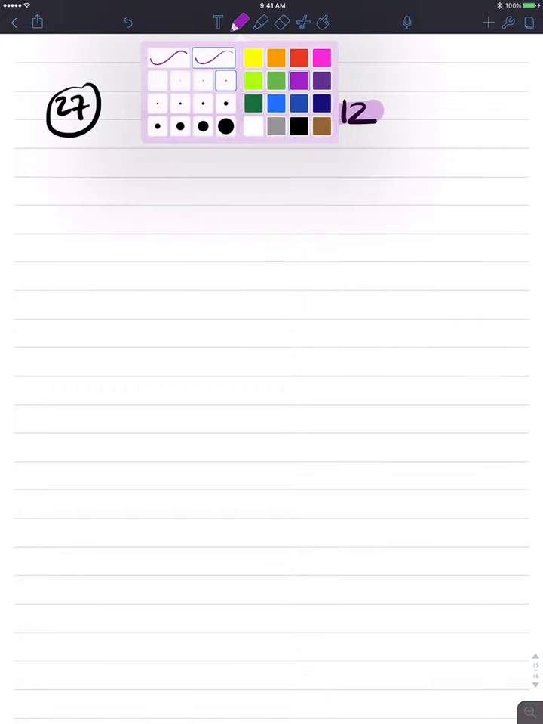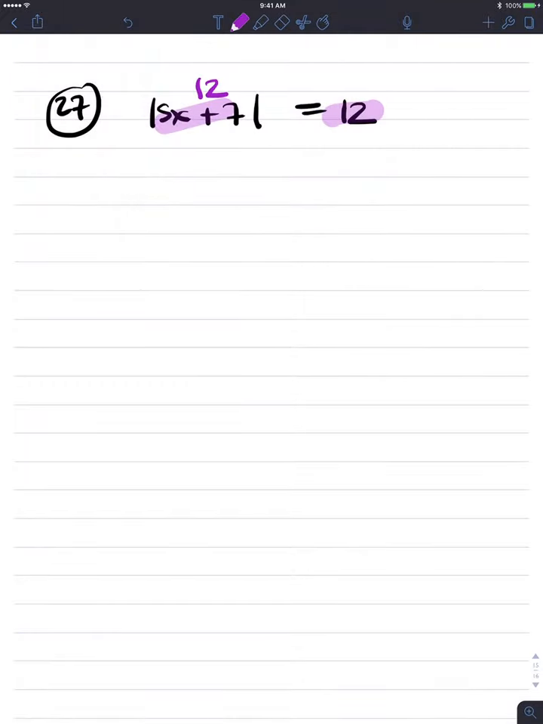Number 27. The absolute value of 5x plus 7 is 12. Notice again, either 5x plus 7 is positive 12, or 5x plus 7 is negative 12, because the absolute value of both of these numbers is positive 12.